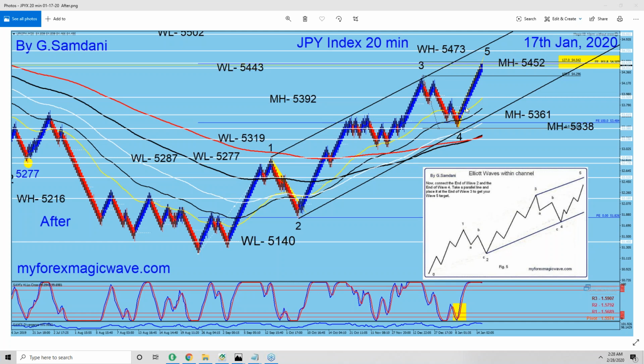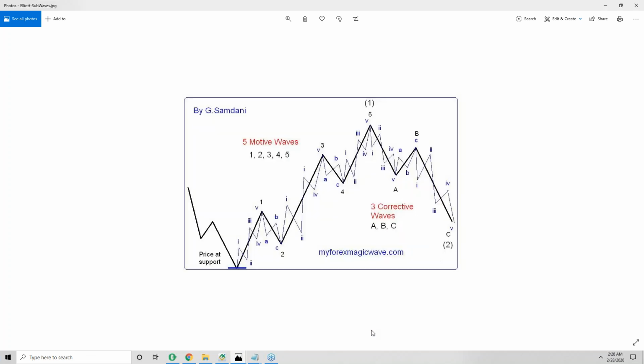17th January says that it is going to go up here, finishing wave 5 in this area. 1, 2, 3, 4, 5 Elliott wave. And obviously after that it's supposed to be doing this. This is the main idea of the Elliott wave: 1, 2, 3, 4, 5. Then you come down A, B, C, around 61% of this whole move. This is the basic structure of the Elliott wave, very basic.